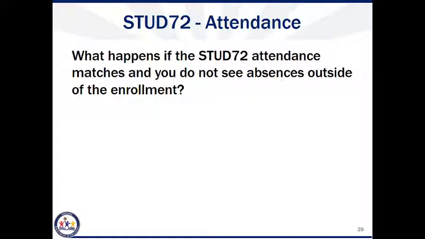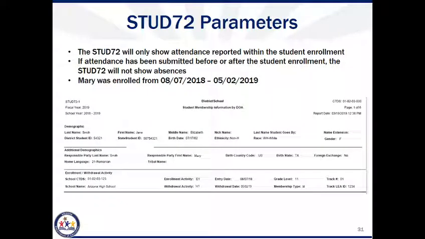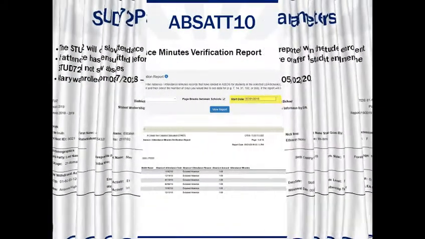So what happens if I look at the STED 72 and everything matches? I'm looking through 8/15, 9/4, 9/5. Wait a minute. Everything matches. This doesn't make sense. Why am I receiving this error? The STED 72 only shows attendance that's been reported within this window. It's only looking from 8/7 to 5/2. Like I said earlier, if you accidentally reported an absence on 8/6 for whatever reason, or even on 5/3, the STED 72 has parameters to only look between 8/7 and 5/2. So it's only capturing that window.